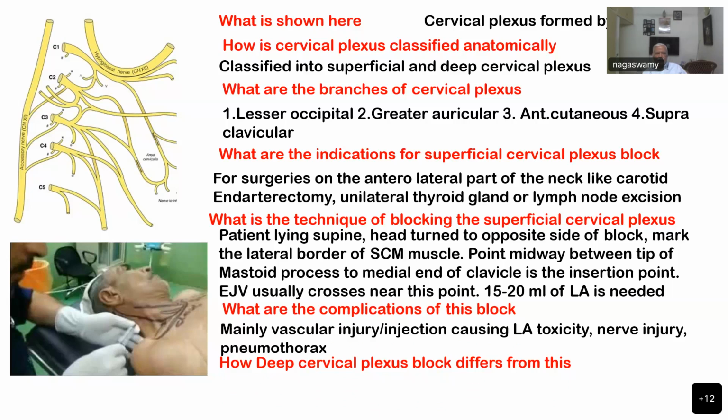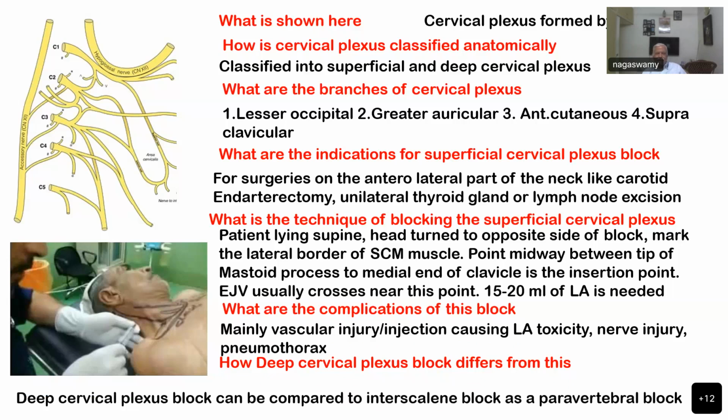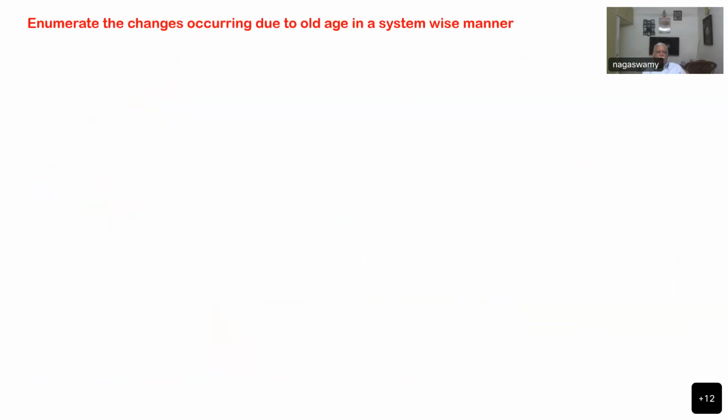Superficial cervical plexus block is very superficial. Deep cervical plexus block can be deeper. Compared to interscalene block it is a paravertebral block, because you are going close to the exit of the nerve at the lateral process, transverse process. So you have to go and kick and then withdraw a little bit and inject your local anesthetic there. Okay. So enumerate the changes occurring due to old age in a system-wise manner.